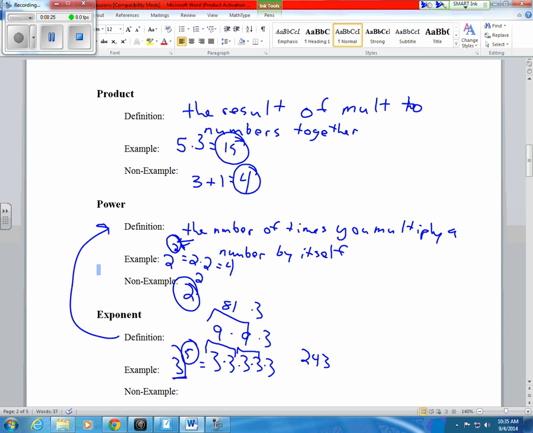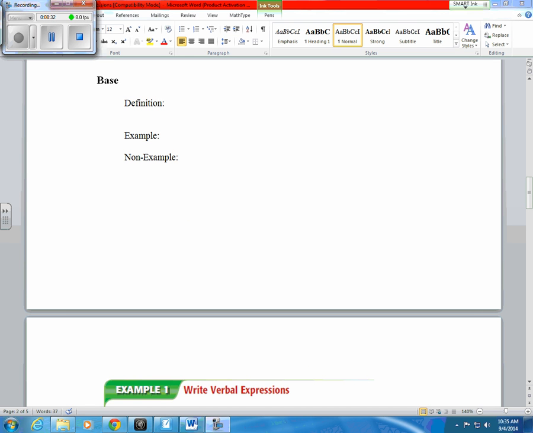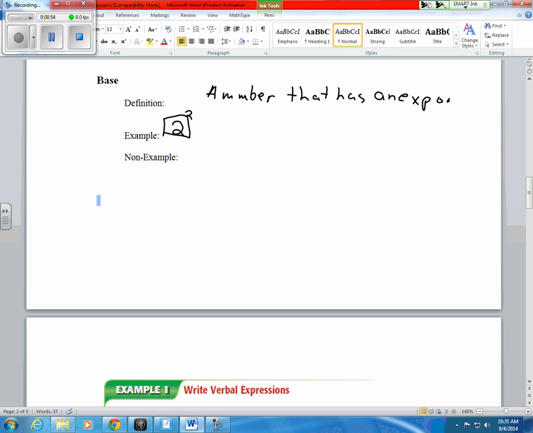Again, a non-example would be the base down here. Speaking of base, let's scroll down a little bit and take a look at base. Again, the base is the bottom part. So like the expression we had earlier, 2 squared, this number right here is the base. So I'm just going to say the base is a number that has an exponent on it, or power, aka a power.